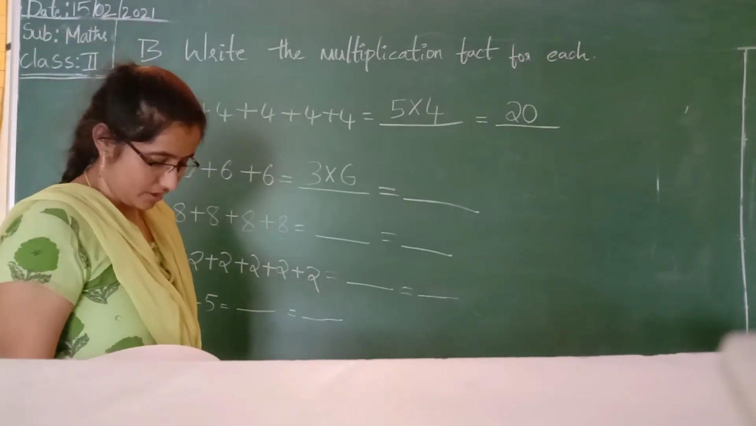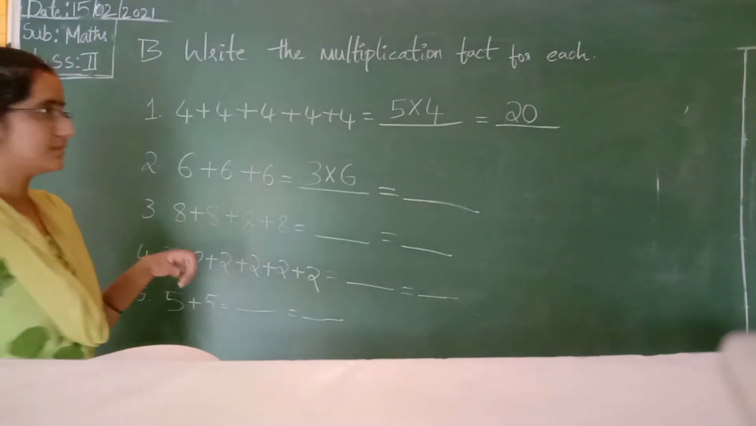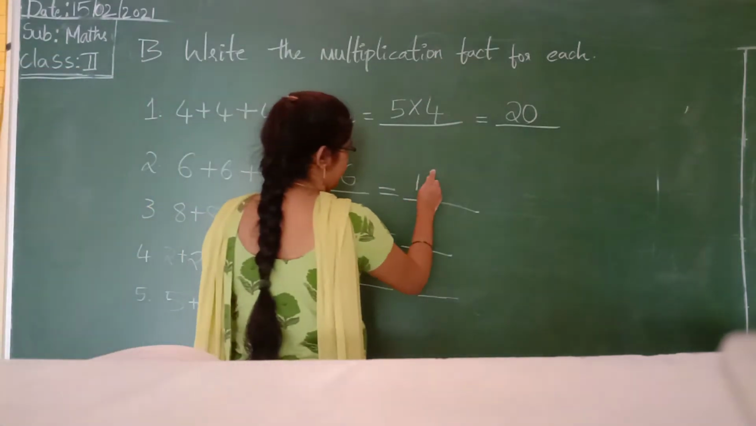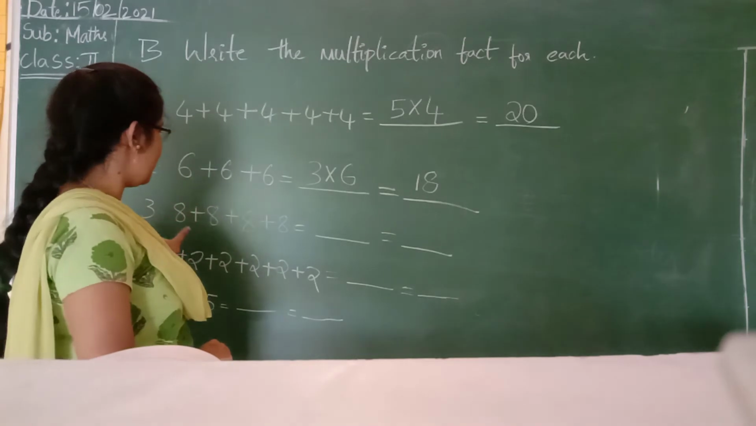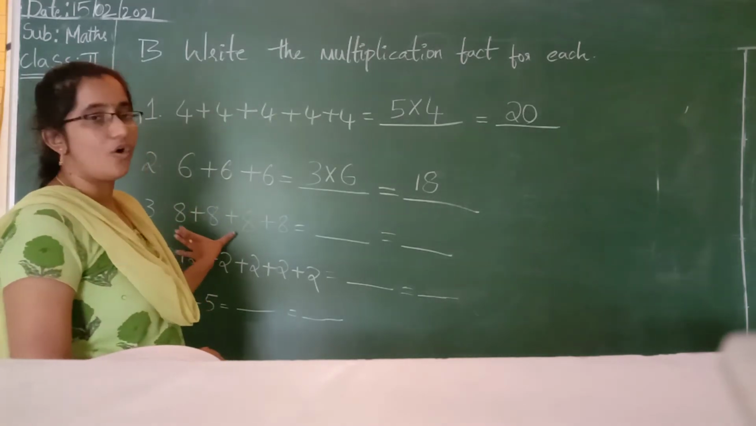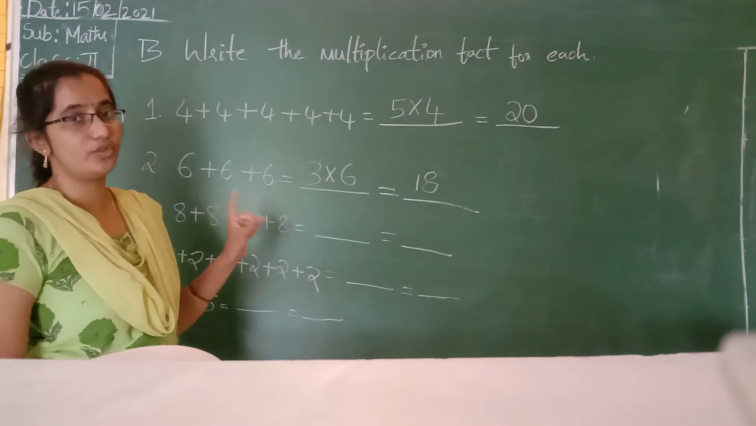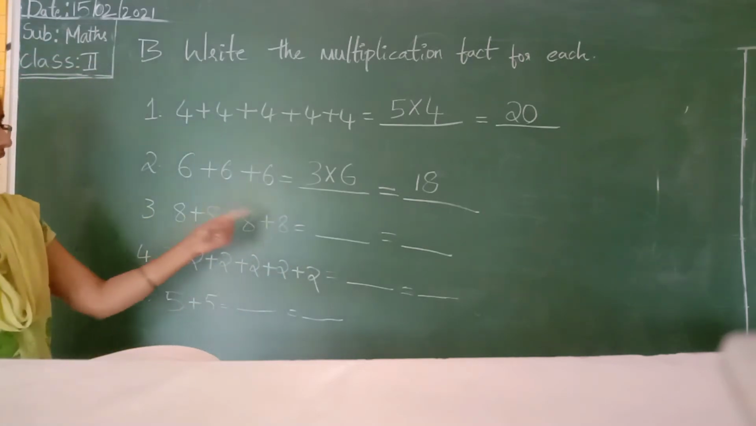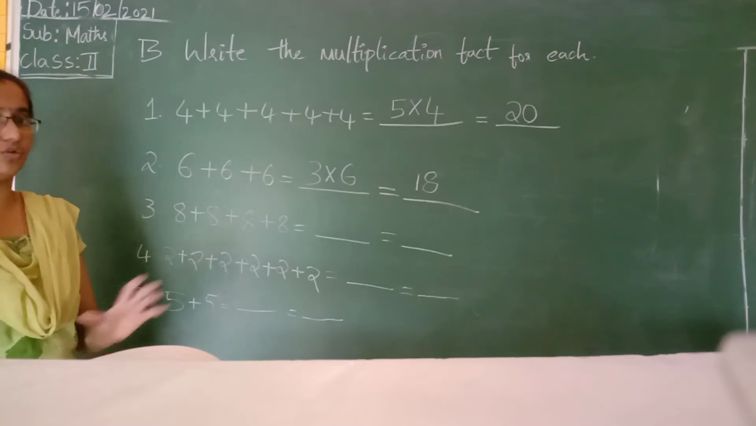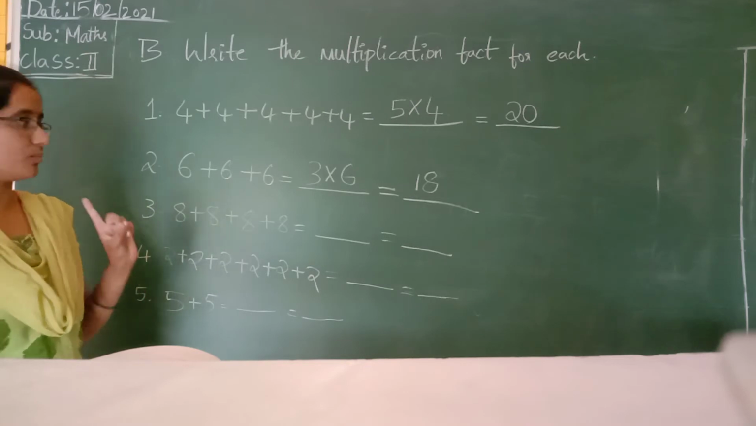And what is 3 into 6? 3 sixes are 18. How many 8s do we have here? Four 8s. That is 4 times 8. You should write 4 into 8 and do the multiplication. You should know the tables to do this. Please learn tables and do this.